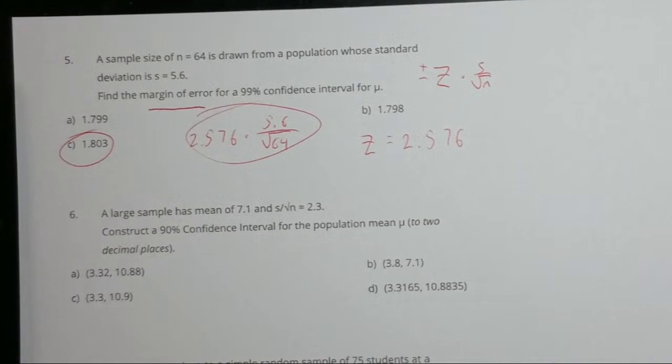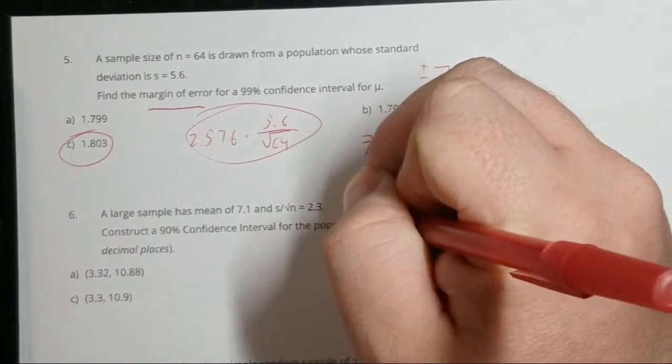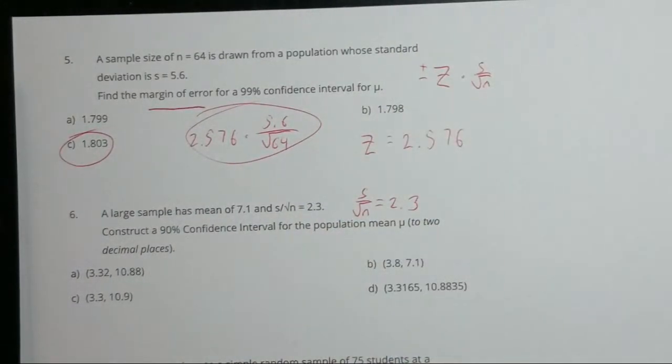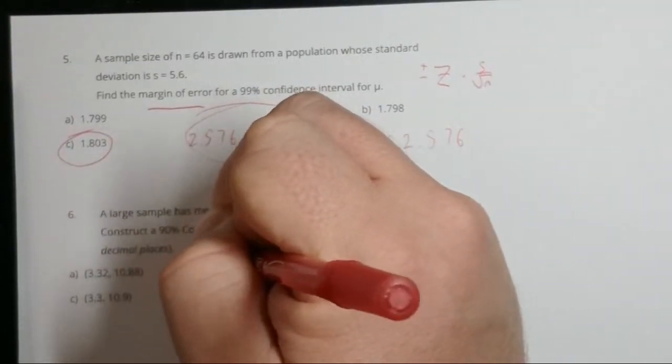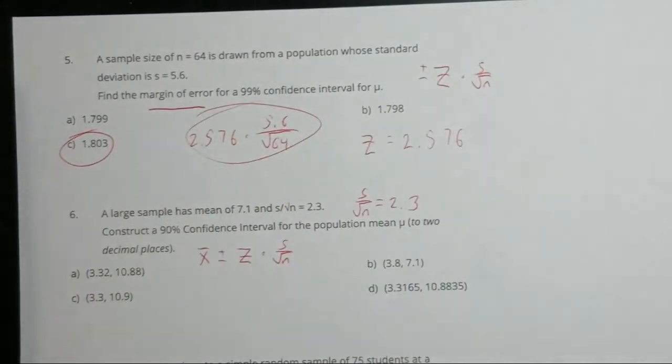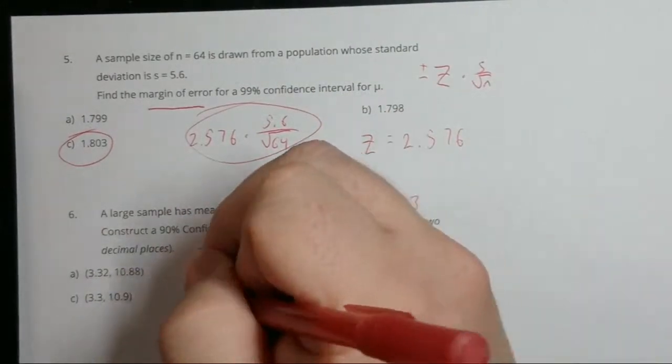Number 6. A large sample has a mean of 7.1 and an s over square root of n equals 2.3. So automatically, they're telling you that this calculation is already 2.3. They're not giving you the sample standard deviation. They're not giving you the sample size. They're just giving you that full calculation of x bar plus or minus z times s over the square root of n. So sample mean is 7.1.